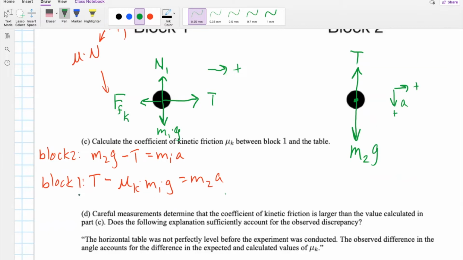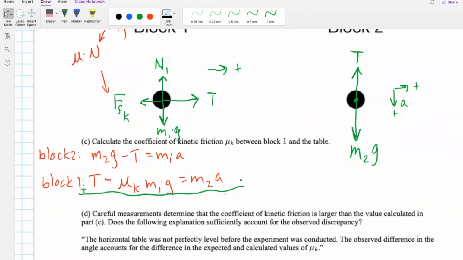Here we can recognize that because of the way we have set up our equations, we have a negative t term and a positive t term. So if we add these two equations, we get, and this may look weird, this seems like bad math, right? These are essentially vector equations. This is in the y direction for block 2, and block 1 is accelerating in the x direction.